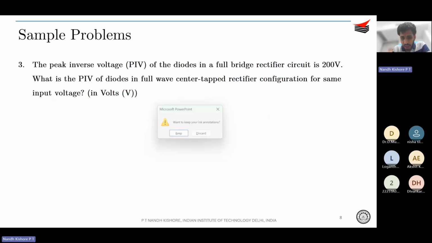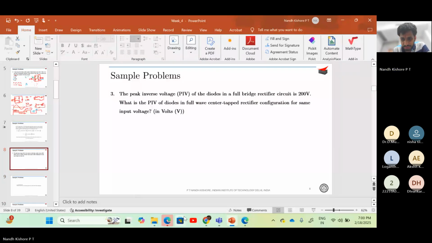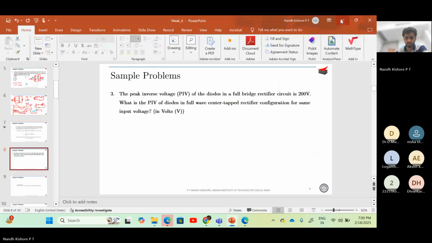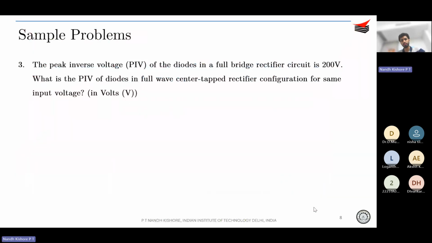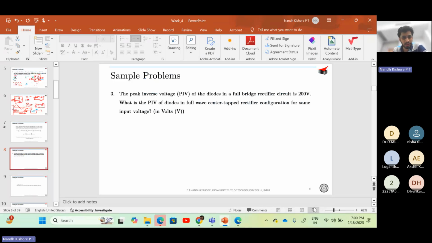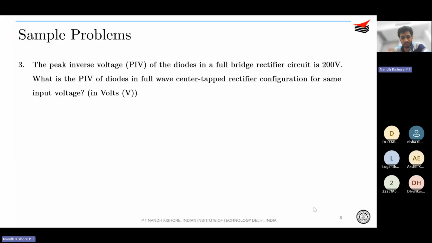Okay, so any doubts so far here? So the peak inverse voltage of the diodes in a full bridge rectifier is 200 volts. Okay, so we are just on the third question. What is the peak inverse voltage of diodes in a full wave center tap rectifier?